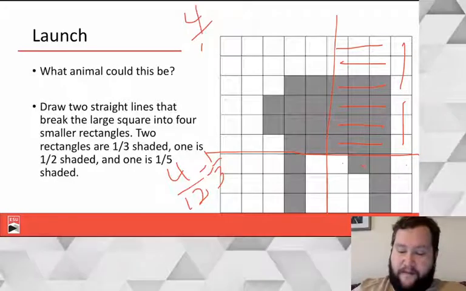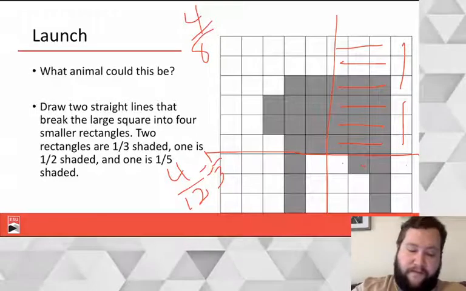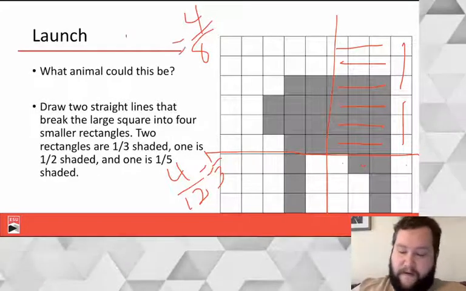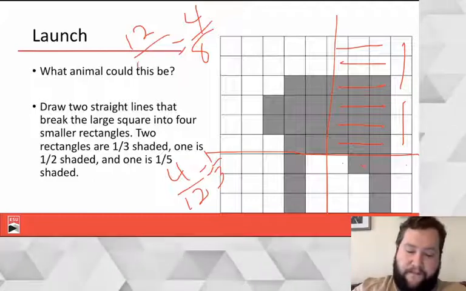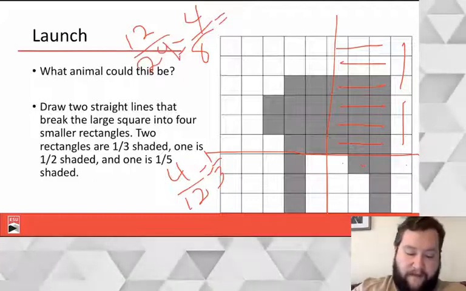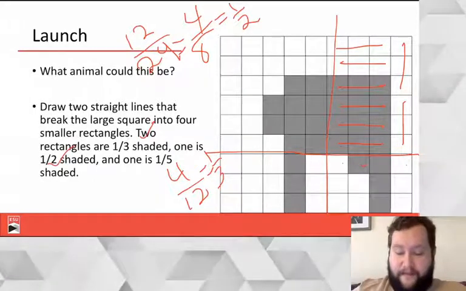Or if we want to count them, we have 1, 2, 3, 4, 5, 6, 7, 8, 9, 10, 11, 12 out of 24. So we reduce that to a half. Ooh, so we have a third and a half. We're on the right track.